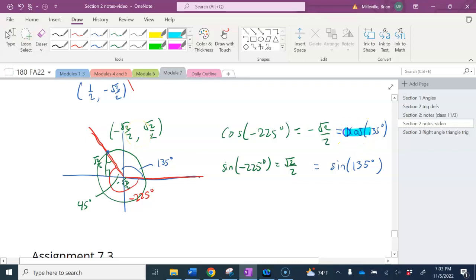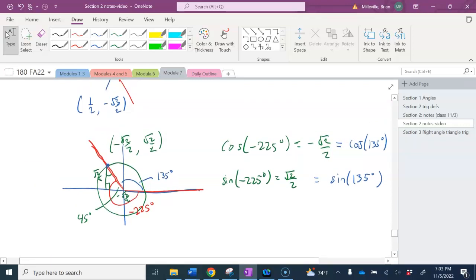What I wrote in blue here was just emphasizing that these angles are coterminal. All right, so the angle negative 225, which we would get by going clockwise, is coterminal to positive 135 degrees. Since they have the same terminal side, they have the same point on the unit circle where they intersect that terminal side, and therefore their values for cosine and for sine are the same. So for coterminal angles, they're going to have the exact same output values for cosine and for sine.